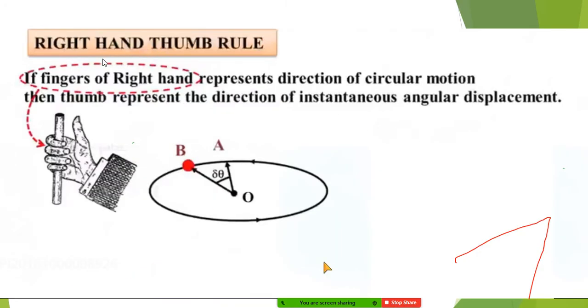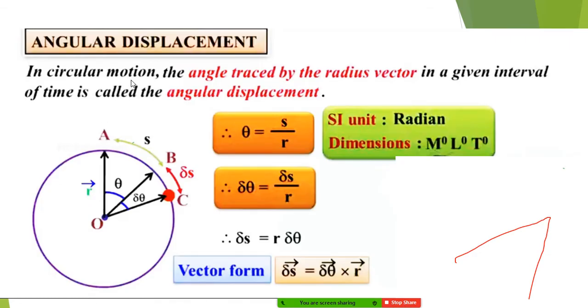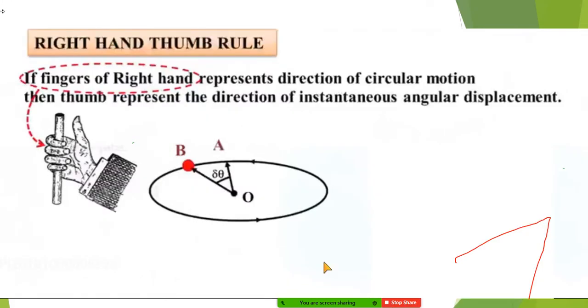Now second, how to find the direction? For finding the direction, we use the right hand rule. What is the right hand rule? We already know about it. In the right hand rule, the fingers represent the direction of the circular motion and the thumb represents the displacement direction.